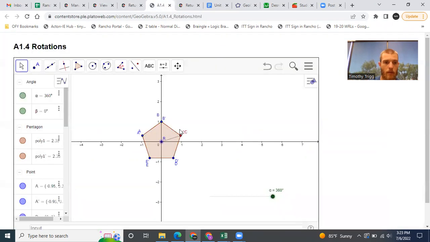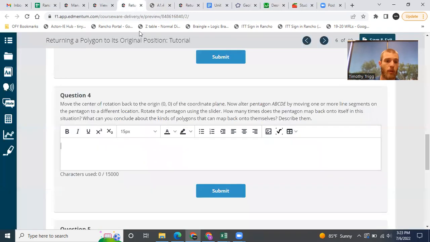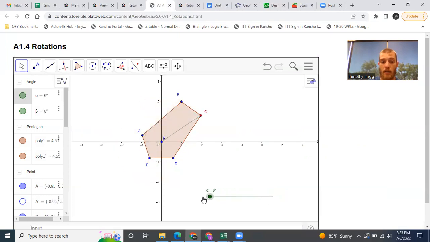Let's see. It says we can move, so we can move one of the segments here. So now it's not a regular pentagon, is it? Because now I've changed it, so not all the sides are the same length. And you could change it in some other way as well. Now, let's go ahead and see how many times the pentagon will rotate onto itself.